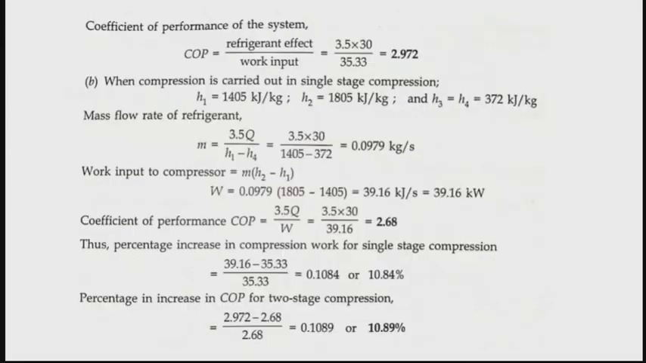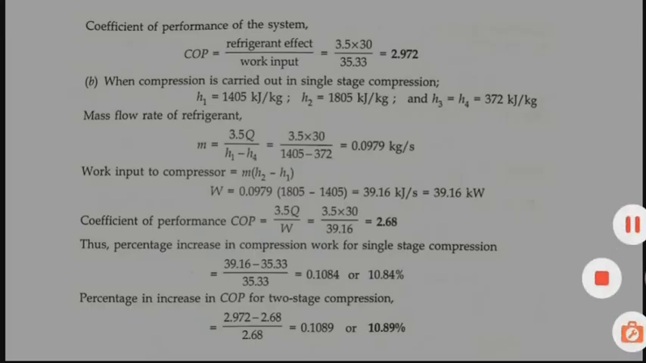And the corresponding COP is the refrigerating effect divided by the work input. Here you can see 30 into 3.5. What is meant by the 3.5? 1 ton is equal to 3.5 kilowatt. Here it is given as 30 ton, so 30 into 3.5 is that much value in kilowatt, divided by the work input, which is also in kilowatt. That is why 35.33, and you will get the COP of 2.97.